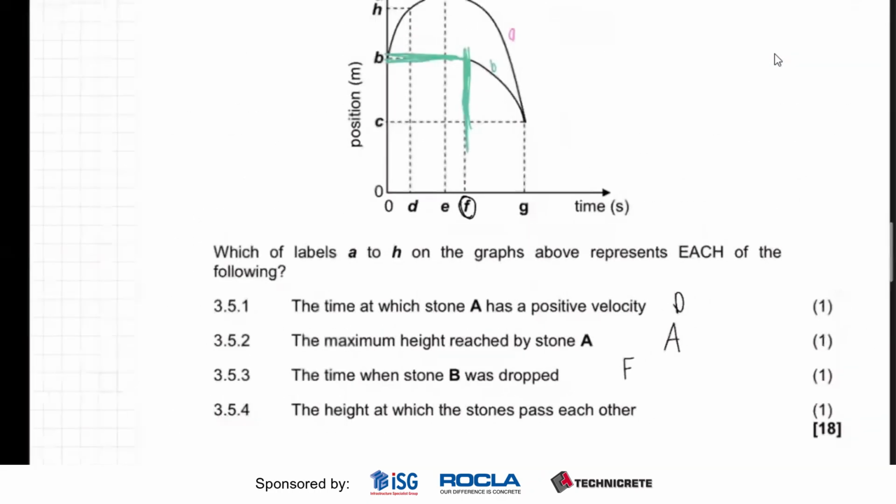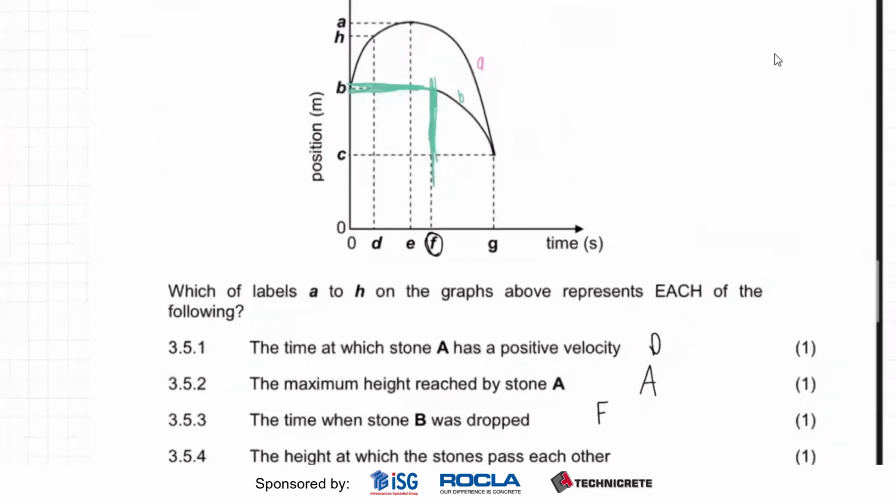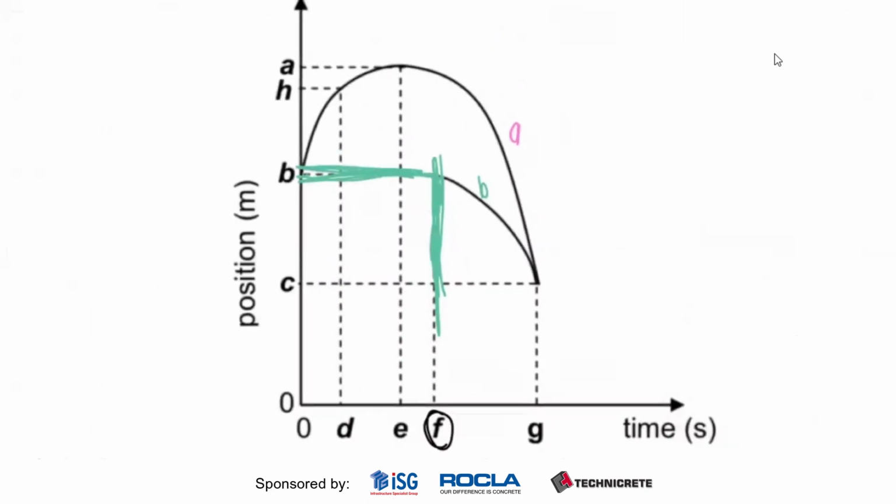Then our last question is the height at which the stones pass each other. So stone A thrown up goes down. Stone B dropped after A and goes down. Over here at the bottom, can we see that they are meeting? They're at the same time, at the same position. So they're at the same position at the same time. Therefore, that's when they are meeting.